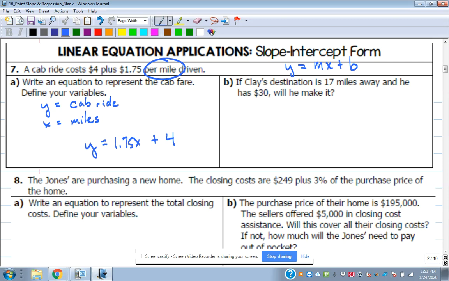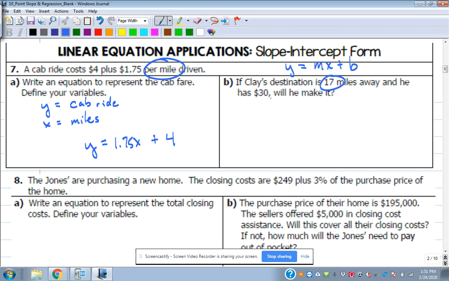The B part says Clay's destination is 17 miles away. He has $30. Can he pay for his ride? That's basically what they're asking. So if his destination is 17 miles away, where does the 17 go in my equation?